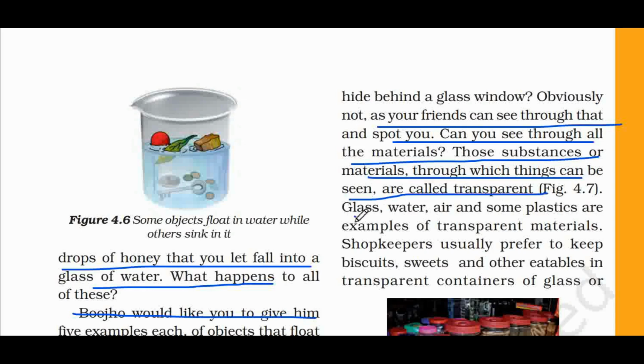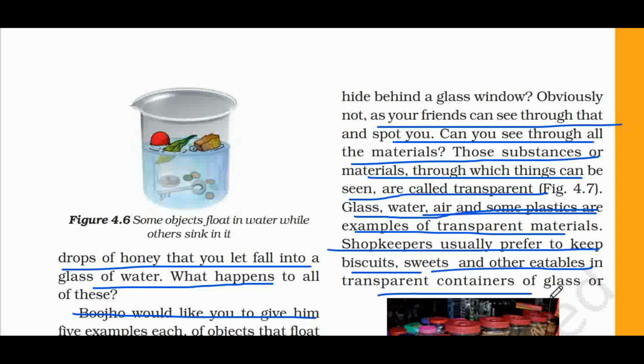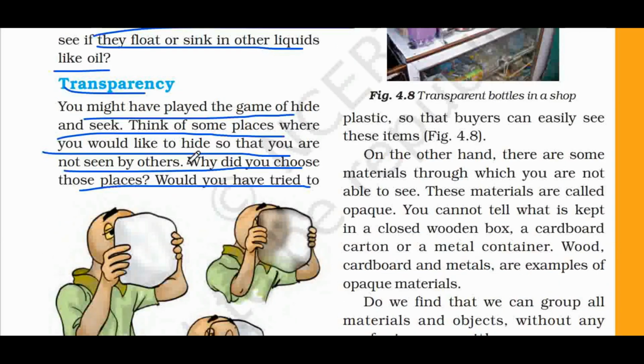Fig. 4.7. Glass, water, air and some plastics are examples of transparent materials. Shopkeepers usually prefer to keep biscuits, sweets, and other eatables in transparent containers of glass or plastic, so that buyers can easily see these items.